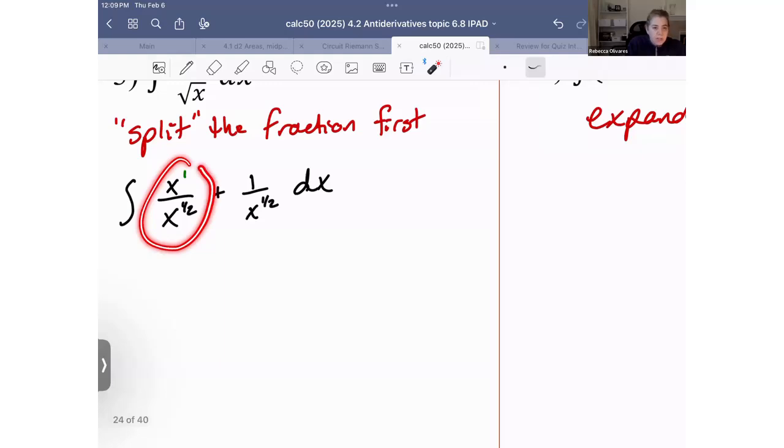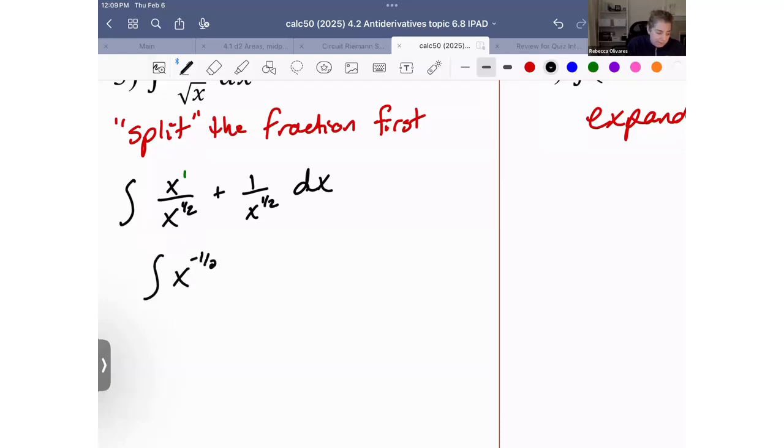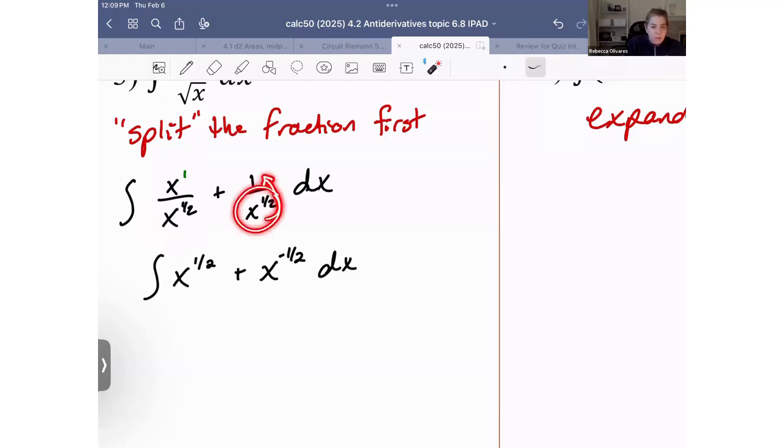So when you have x to the first over x to the 1/2, you're dividing the bases, so you need to subtract your exponents. So that's going to be x to the positive 1/2. I'm sorry, positive 1/2. I would say negative, I think I'm thinking of the next term. And then that would be x to the negative 1/2 dx. Okay, because this is in the denominator, so I put it up in the numerator to make that exponent negative. And now you can do the power rule.